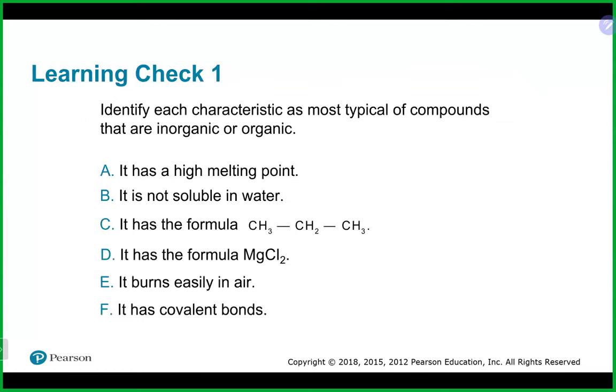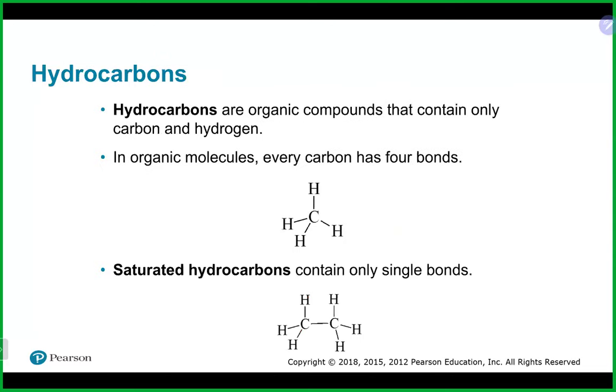All right, so identify each of these as being inorganic or organic. Has a high melting point, is inorganic. Yeah. Is not soluble in water, is typically organic. Has a formula of some carbons and hydrogens. Yeah. Formula of magnesium chloride. Yeah. Burns easily in air. Organic, right? They go for kind of a combustion reaction, and has covalent bonds. Organic as well. Yeah. Any questions on any of those there?